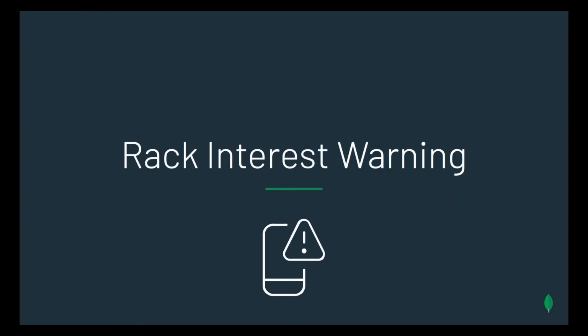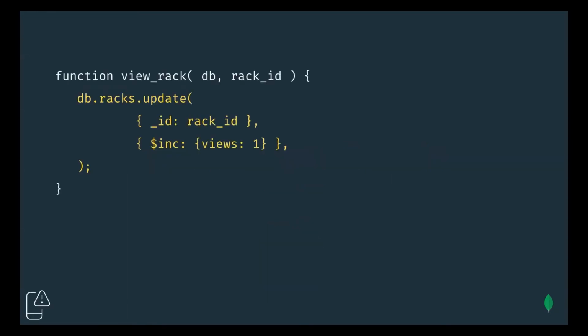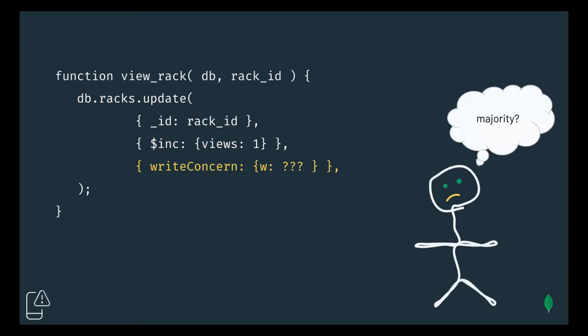To address this problem, Sam wants to add a warning whenever many people have viewed a rack and may be racing with you. To implement this warning, Sam increments a views counter every time a user views a given rack. After the last example, Sam wants to be explicit about which write concern they use. Last time, Sam wanted W majority. It gave consistent data and made sure that no writes were lost on rollbacks.